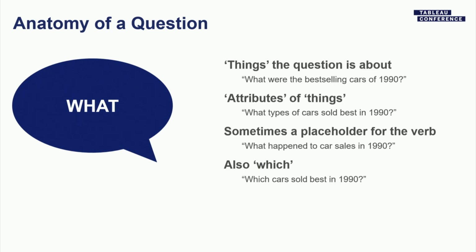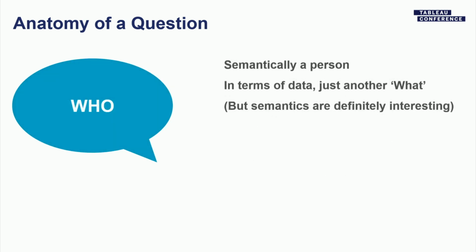And sometimes we use which instead of what. Which cars sold the best? So those are sort of interchangeable. Similarly, who, semantically in our language, is a person. But really, in terms of data, it's just another what. Person or car, the data doesn't really distinguish between those, even though we do in our language. But semantics are actually very interesting, and I'll talk a little bit at the end about how bringing semantics into Tableau will help us do a better job with this.